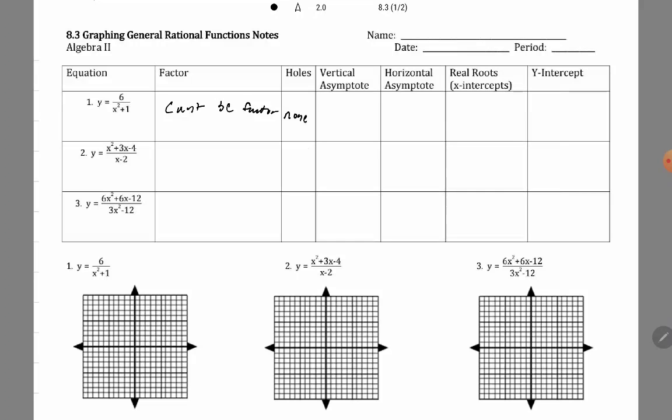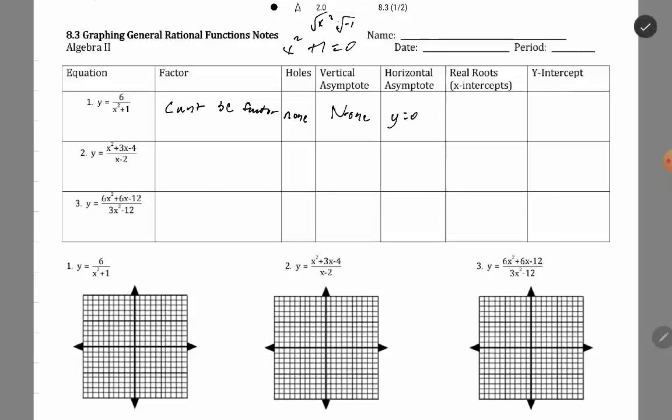Vertical asymptote. This is when you set the denominator equal to 0, and we get a value. In this case, we don't have anything, because if you set x squared plus 1 equal to 0, we get x squared equals negative 1, and when we try to take the square root, we get i, and i is imaginary, so none. Horizontal asymptote is at y equals 0.